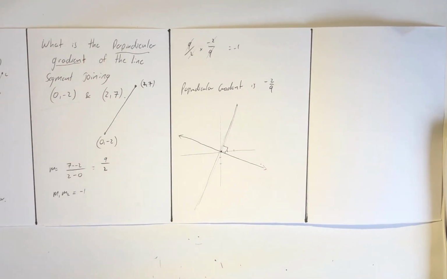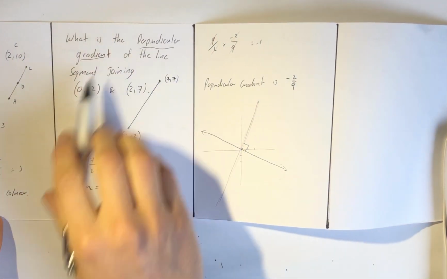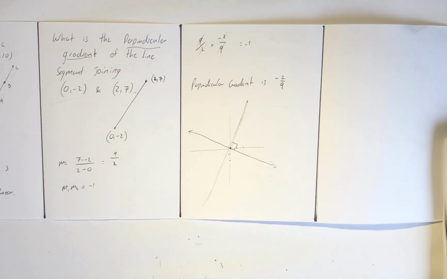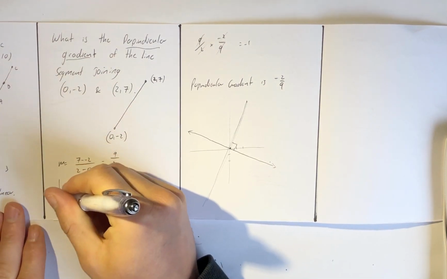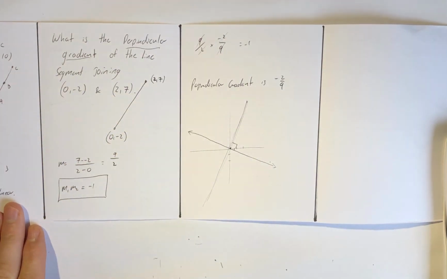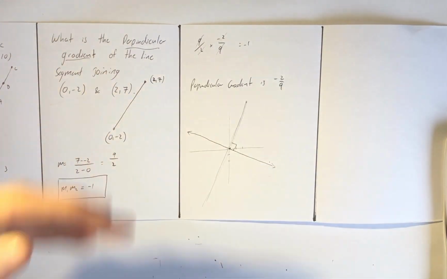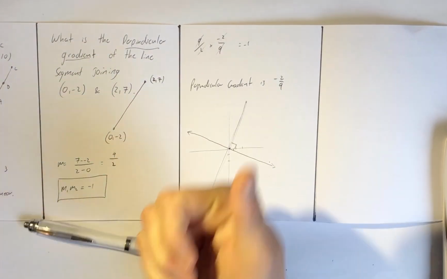So hopefully you got at least 5 out of 6, because I understand that this perpendicular gradient could have been a little bit of a challenge. But just remember that rule there, and the perpendicular gradient is the flip and the negative. Nice.